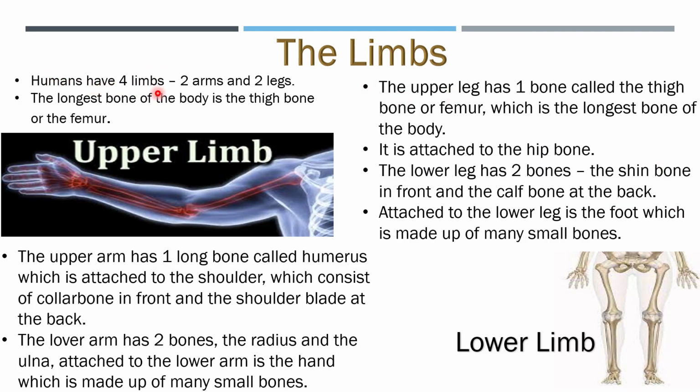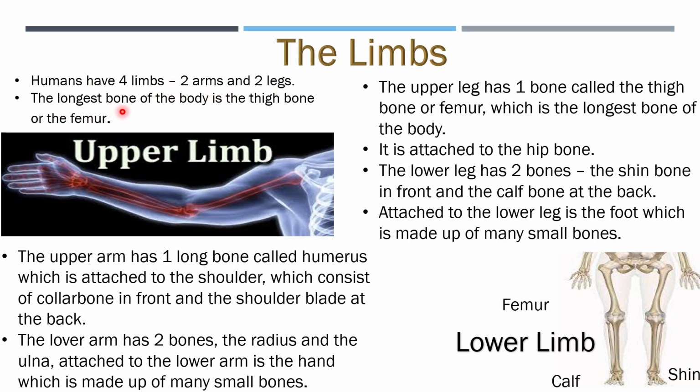Humans have 4 limbs, 2 arms and 2 legs. The longest bone of the body is the thigh bone or the femur. The upper arm has one long bone called humerus, which is attached to the shoulder, which consists of collarbone in front and the shoulder blade at the back.